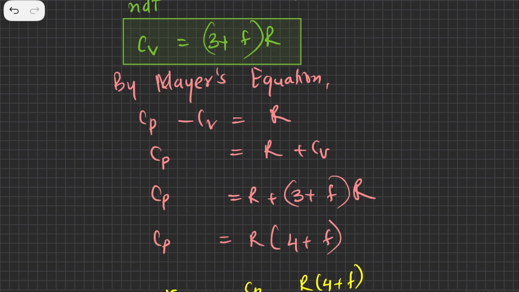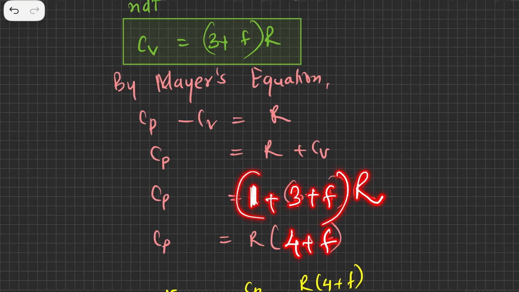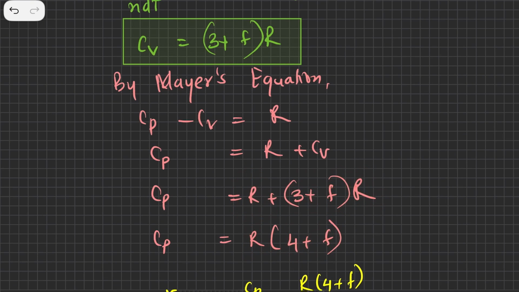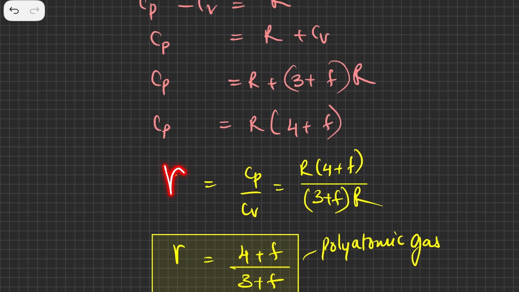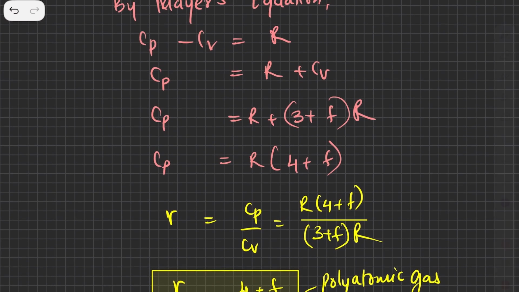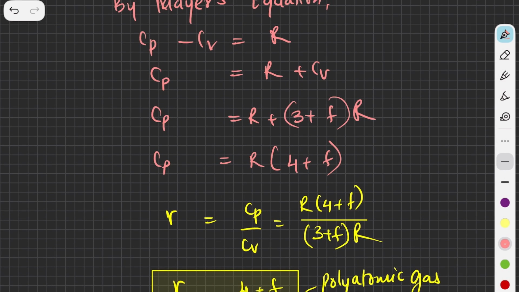Cp would be equal to R as it is, and the value of Cv I have to put from here, so that is (3 plus f) into R. Now I take R common outside, so I get 1 over here plus (3 plus f), and R goes outside common. So I get 3 plus 1, that is 4 plus f, and R common outside. So this is your molar specific heat at a constant pressure.